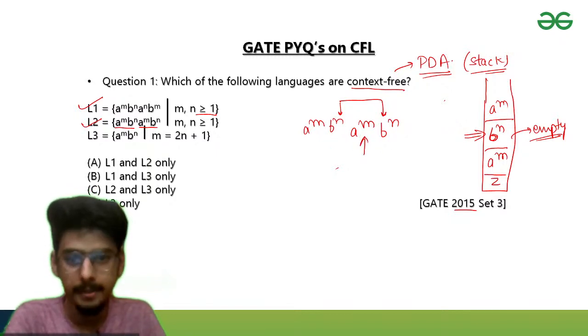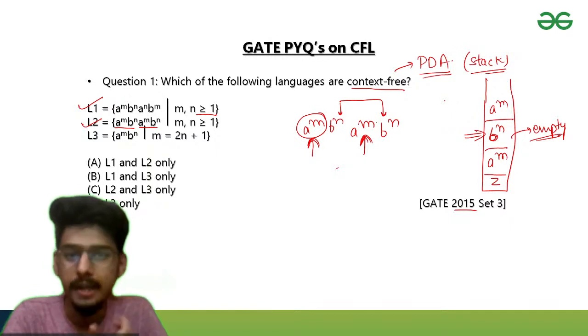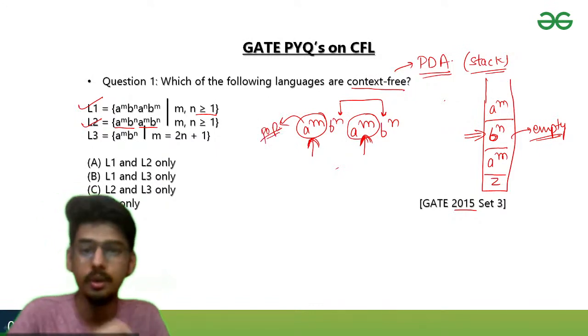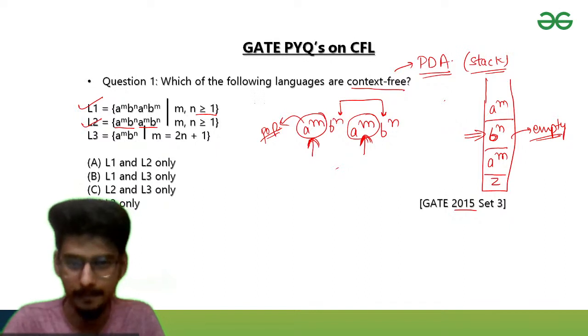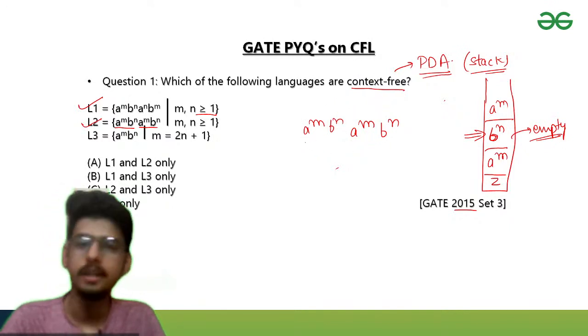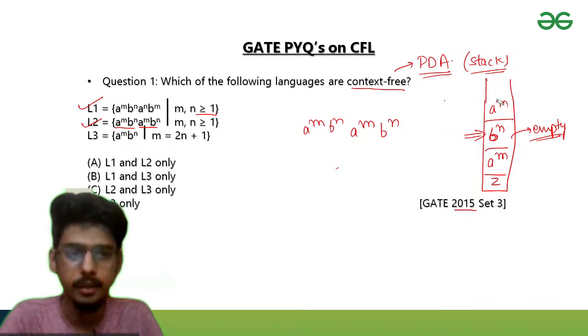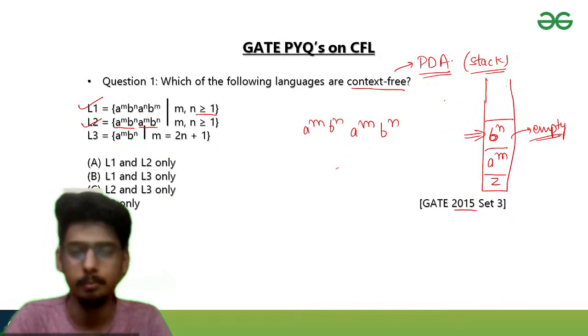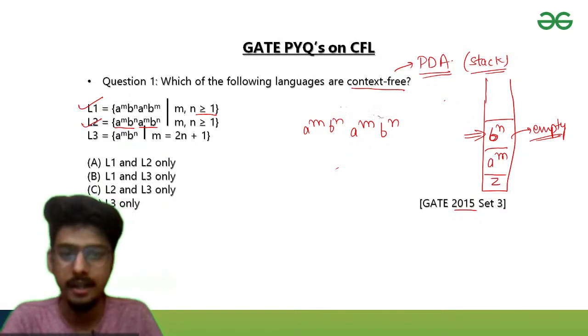Because you want to compare these a's with these a's, right? You push them into the stack, and you wanted that whenever I see these a's, I will start popping them out, but that is not possible, and this is because you are doing two comparisons at a time. As I told you, you cannot do two comparisons in the case of a context free language. Even if you push a^m and then b^n, what will you pop out? How will you pop out? It's not possible. You are trying to do two comparisons.